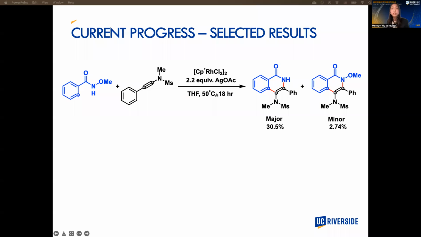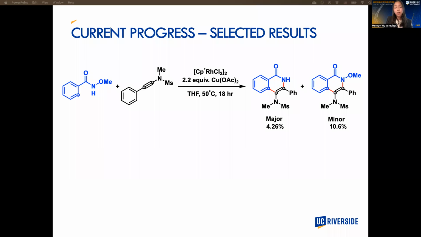With 2.2 equivalents of silver, we get about 30.5% major product and 2.74% minor product. We decided to play around with the equivalents of the salt. We tried 0.5 equivalent silver acetate, and that got us to about 19.2% major. So there was a drastic decrease, and there was actually no minor product formation. We decided to up the equivalents, and we do see an increase in both products. However, because the increase wasn't really drastic, we decided to keep it at 2.2 equivalents, as we also don't want to use too much metal in our reaction.